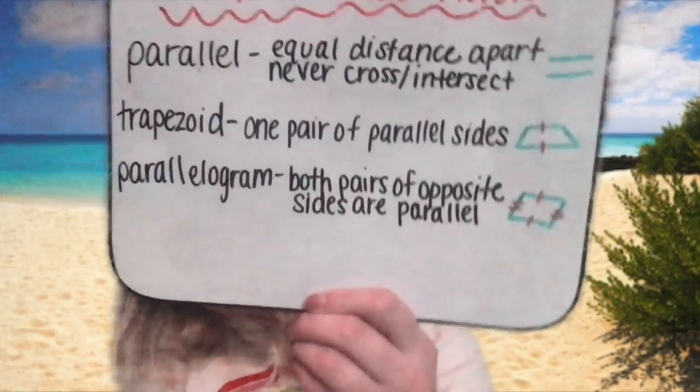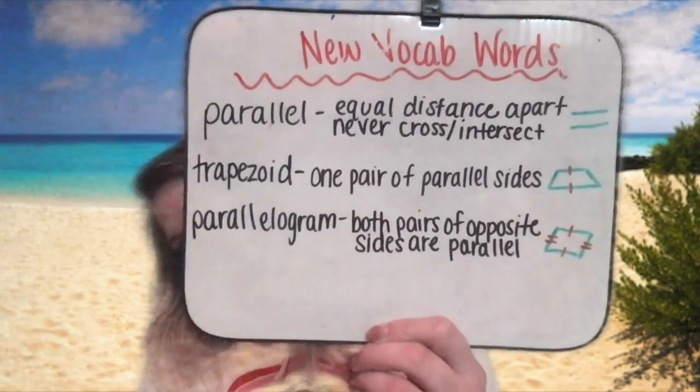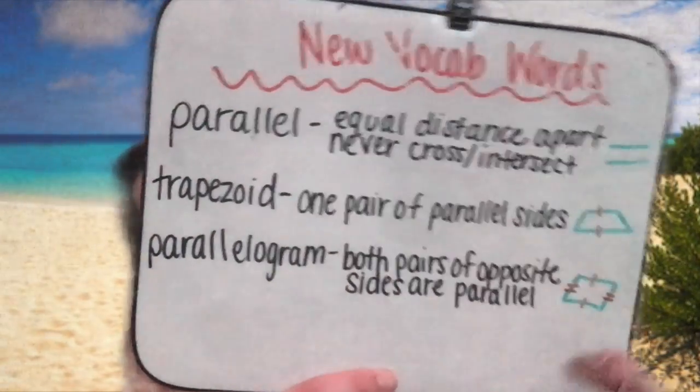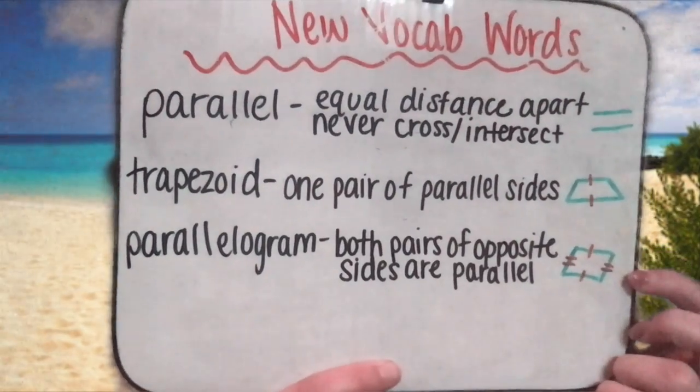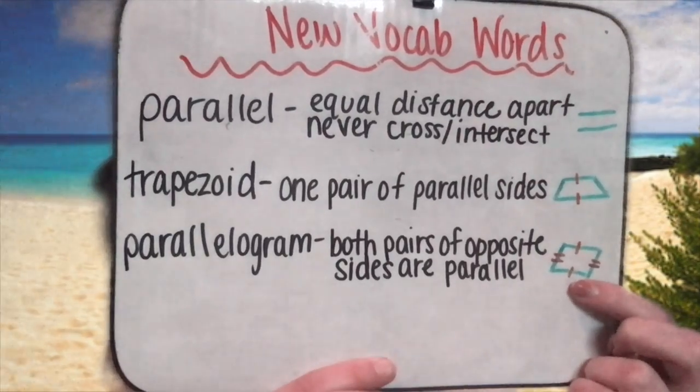The next vocab word that we're going to look at is the word parallelogram. Parallelograms are quadrilaterals as well. They have four sides, but all four sides are going to be parallel. So our two sides are going to be parallel, and our top and our bottom are going to be parallel. So if you want to write that definition down, parallelogram, both pairs of opposite sides are parallel. And as you can see, I drew you a little picture over here. This shows that the top and the bottom are parallel, and then my two sides with the two red lines are also parallel.